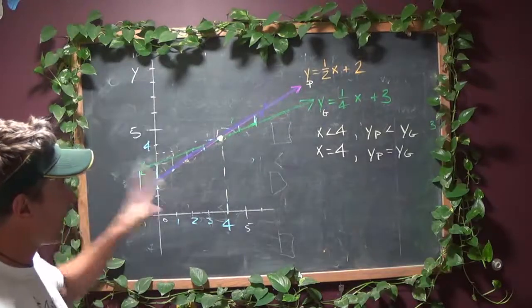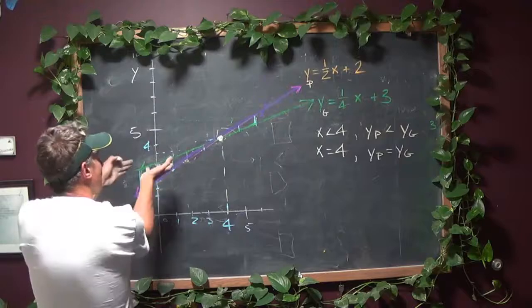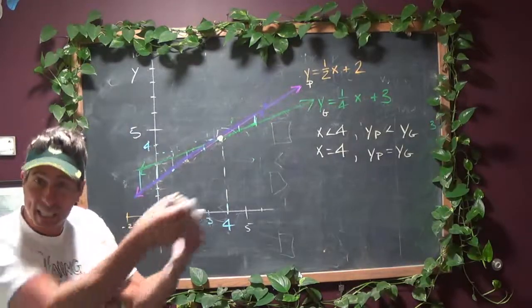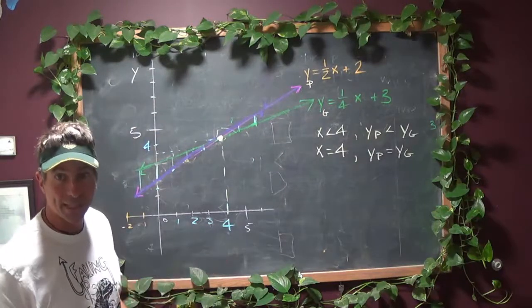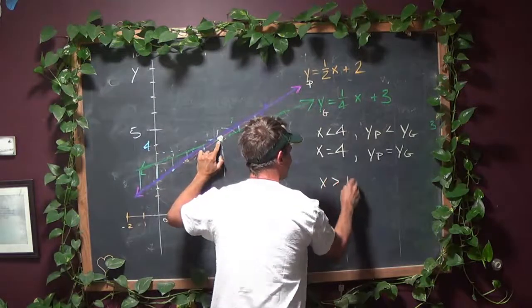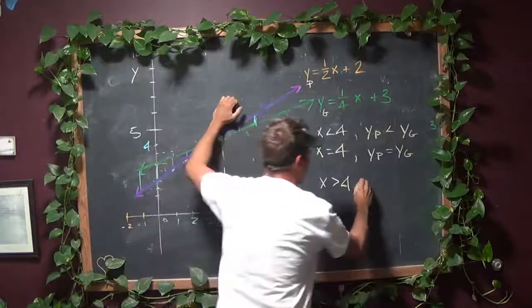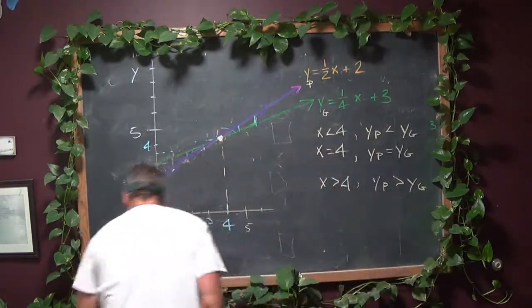Could you have told that without the charts? Absolutely. The purple line is below the green line. That means its y values, since it's below, are further down the y-axis. That makes perfect sense, I hope. And when we go past 4 with x, they crisscross. And then the purple line is greater than the green line.